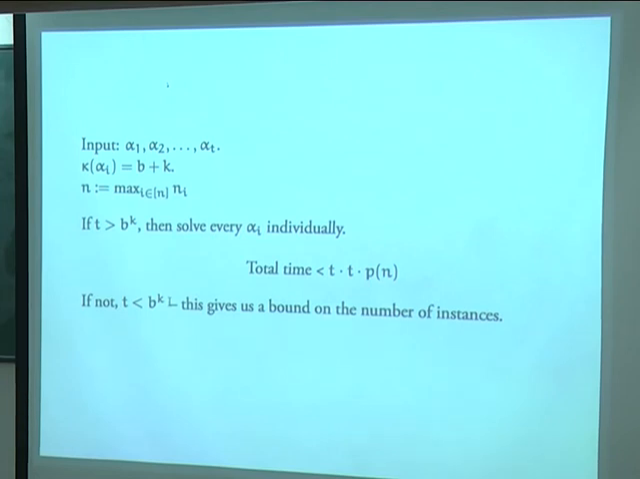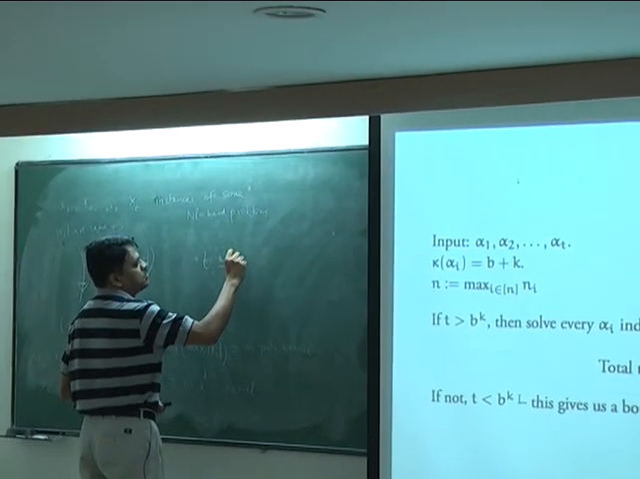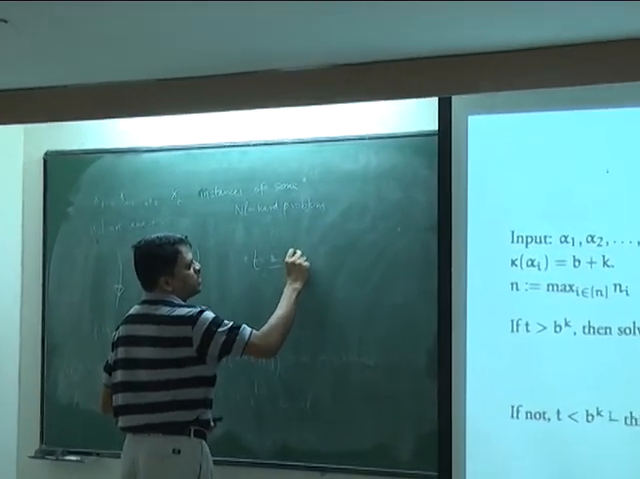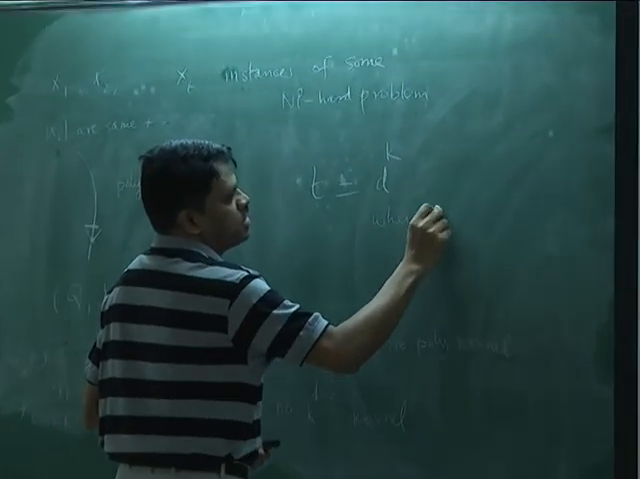So, this is all for some simplicity of calculations. Let us assume that you are given some t instances, t is equal to b to the k. Let us even assume that b is a power of 2. That many instances are there, and you will see why I need this when we do the calculation. So, let us assume t is equal to d to the k, where d is a power of 2.